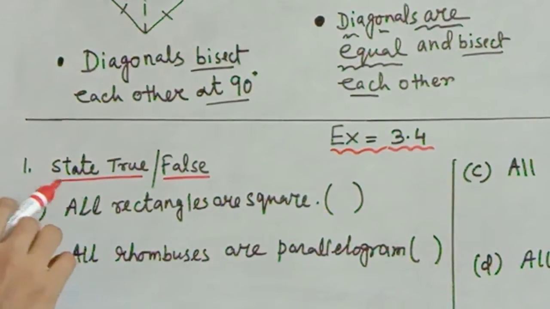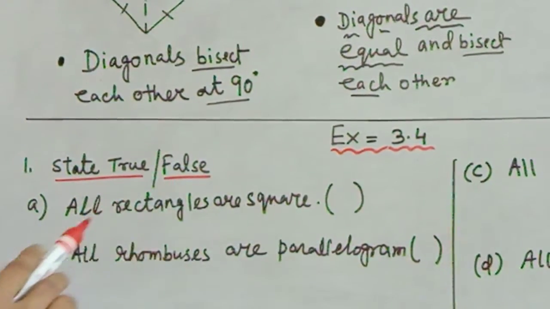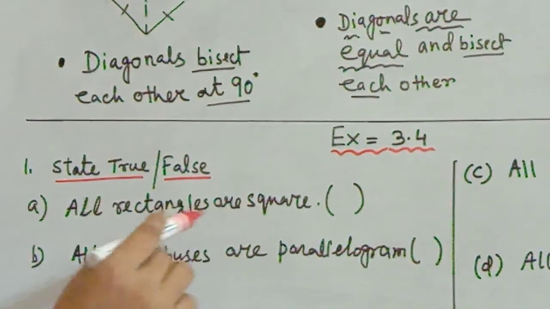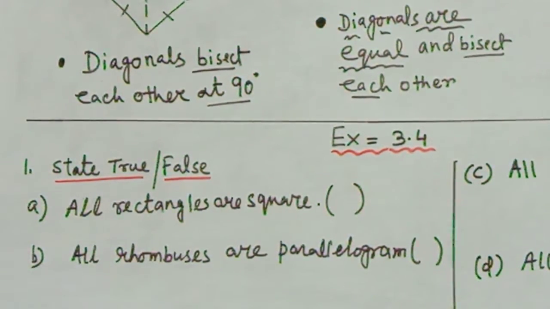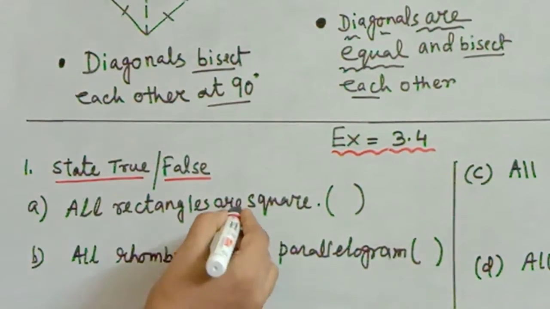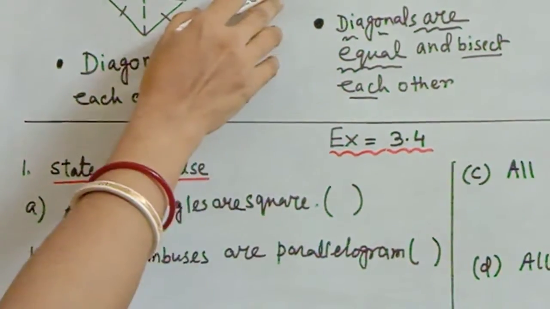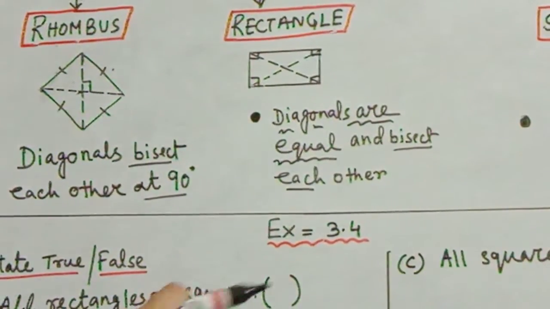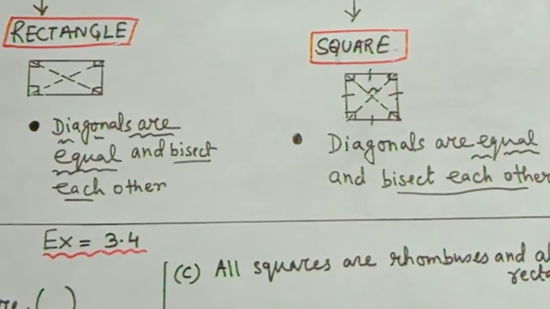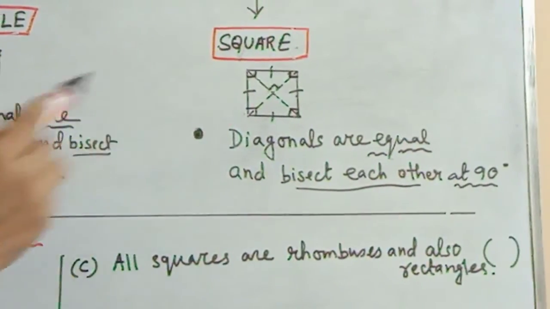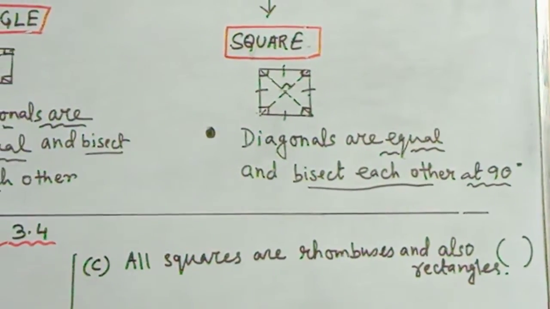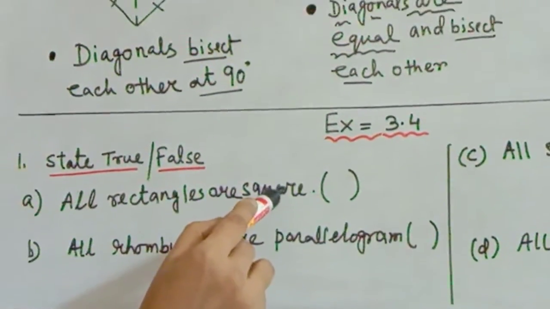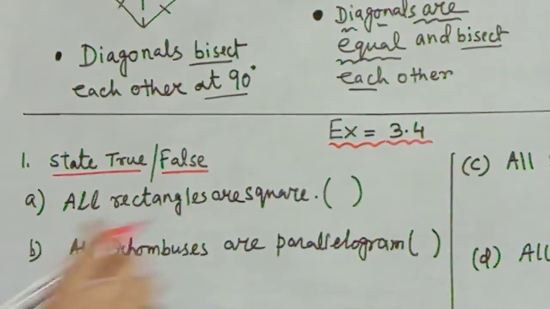Question number 1, state true or false. Question A, all rectangles are squares. Is it true? How could a rectangle be a square? The definition of rectangle, see, in rectangles only opposite sides are equal and parallel. But to be a square, all the sides must be equal. So all rectangles are not squares. So we can write it as false.